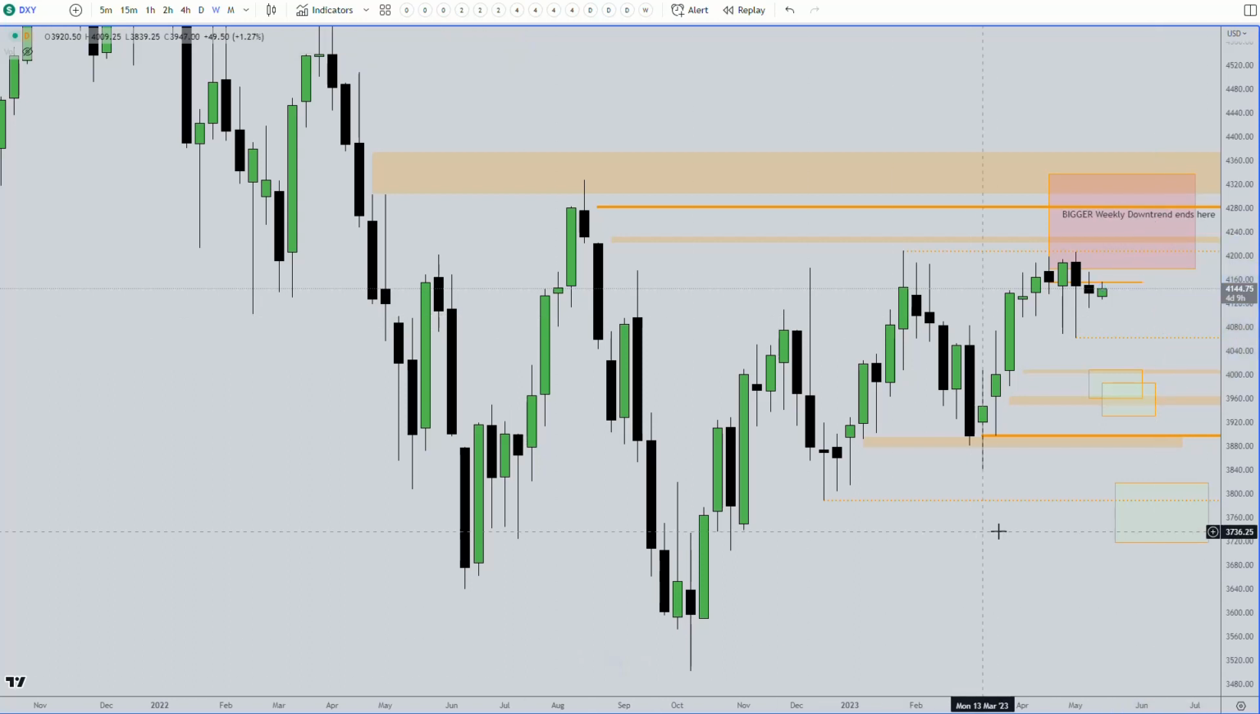Nonetheless, trading is always for preparing, so should price get to this level, be prepared to try and sell it on the lower time frames. Finally, for the weekly, let's see whether the monthly can give us more confluence.